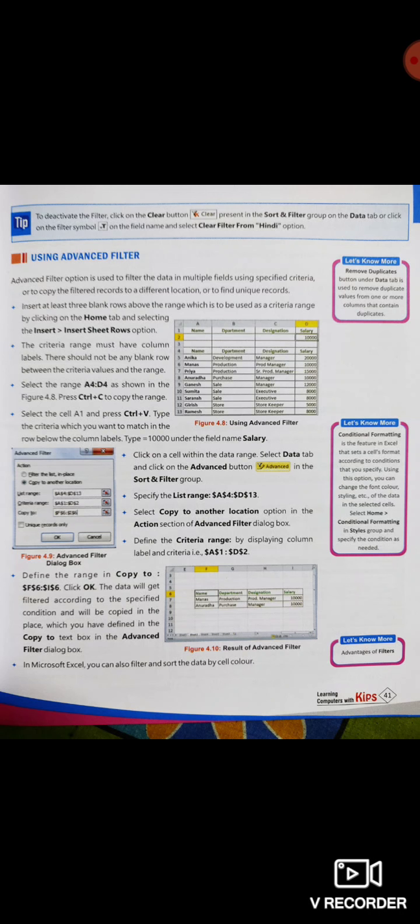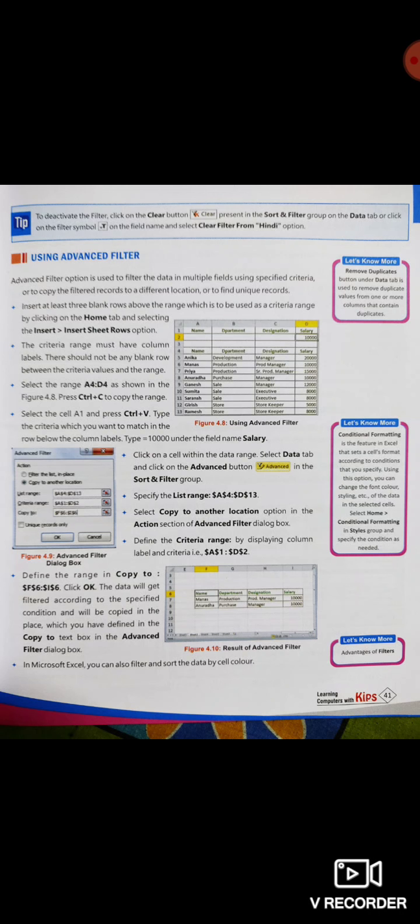Now you have to select the copy to another location option in the Action section of the Advanced Filter dialog box. Next, you have to define the criteria range by displaying the column label and criteria, that is $A$1:$D$2. Okay, so this is the criteria range. Now you have to define the range in the copy to box, $F$1:$I$6. This is the range. Now you have to click on the OK button.